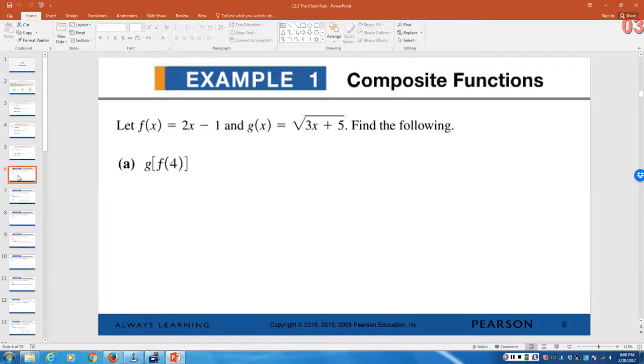So here we've got f of x is 2x minus 1. So f's job is to multiply whatever you put in for x by 2 and then subtract 1 from the result. g of x's job is to take whatever you have for x, multiply it by 3, add 5, and then take the square root of it. That's what their jobs are. It's kind of like their job description.